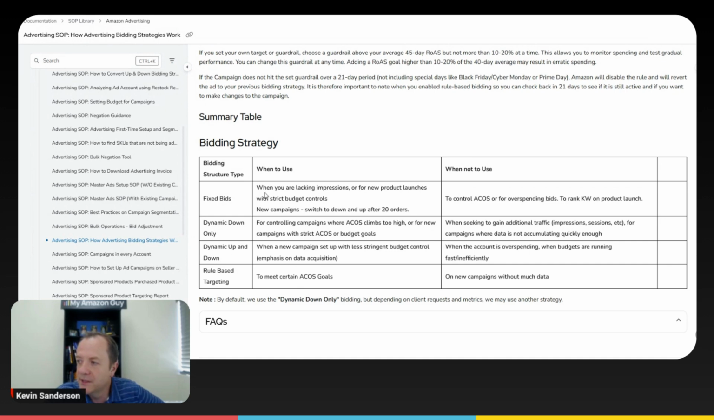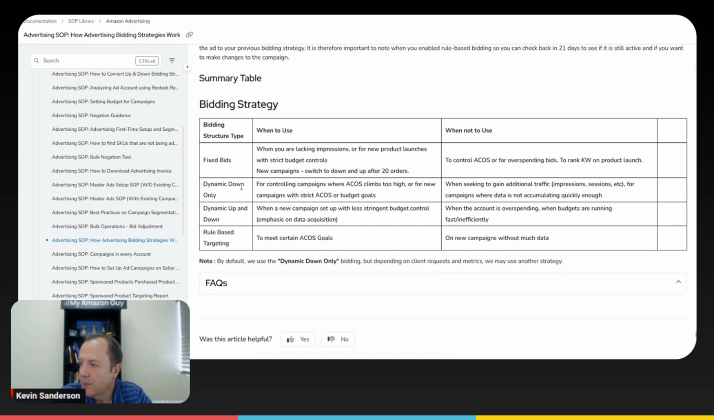So like fixed bids, for example, when you're lacking impressions, you have new product launches and you have very strict budget controls. You want to be very precise. You would use fixed bids as well as new campaigns. Then we suggest switching to up and down after 20 orders. When not to use fixed bids would be to control your ACOS or overspending bids. Be careful with that. So you want to potentially use down only in those particular situations.